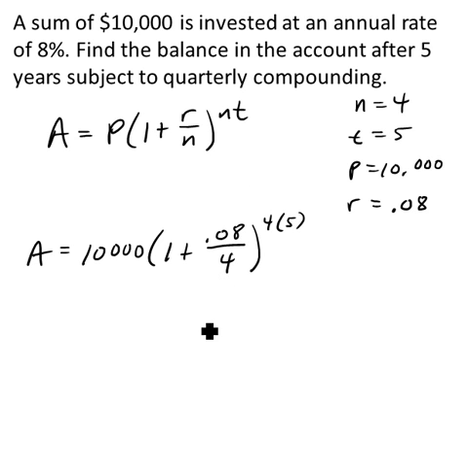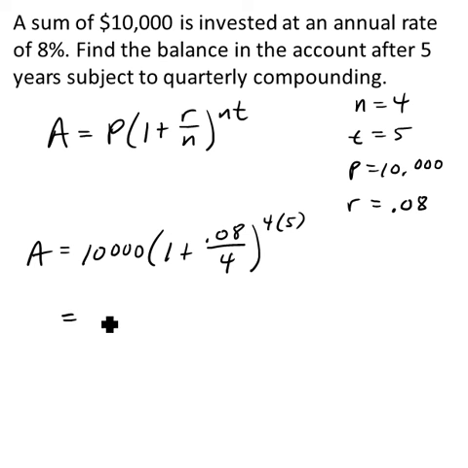So now at this point we just need to make sure we're following the order of operations. So we want to do it in the parentheses first. Within those parentheses we need to do the division first, and then add the 1. Next up would be exponent. In this case we'd multiply that out first, so our exponent is 20. So do that 20th power, and then finally multiply by the 10,000.